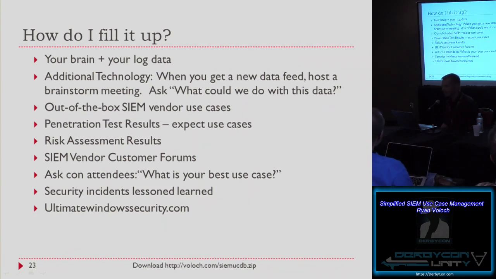Risk assessment results, internal and external, are definitely good places. Vendor customer forums are a good place to find use cases. And another one is just ask con attendees. I like to ask other people, what's your best SIEM use case? What's really working in your environment? And if you come home with that and just do it, sometimes you get some really good ideas just by asking. We've mentioned security incident lessons learned meetings. That's definitely a very good source for your environment to get use cases. And ultimatewindowssecurity.com is also a decent place for use cases.